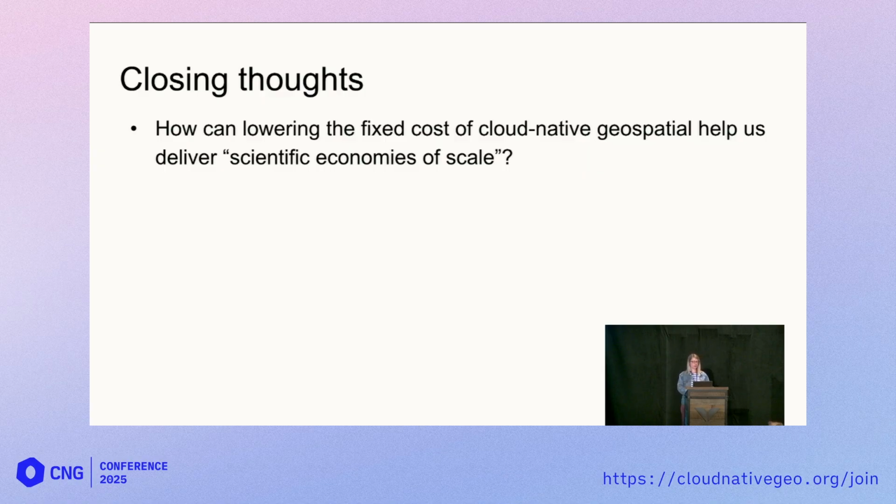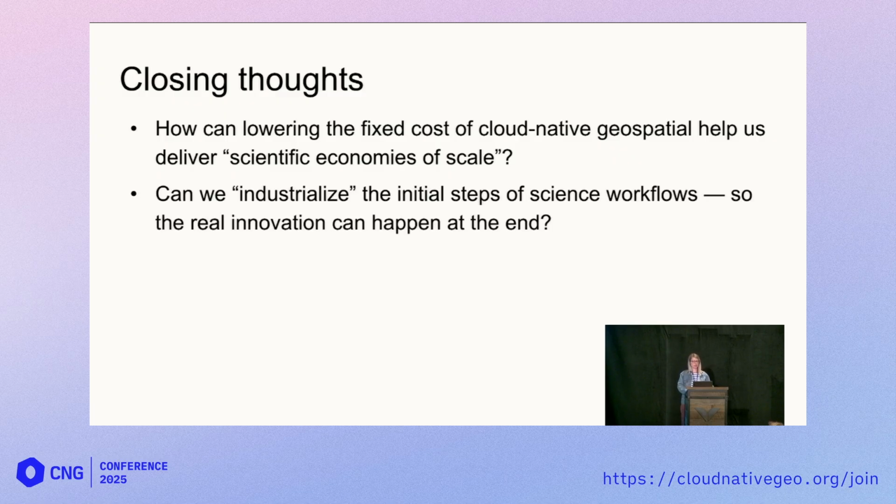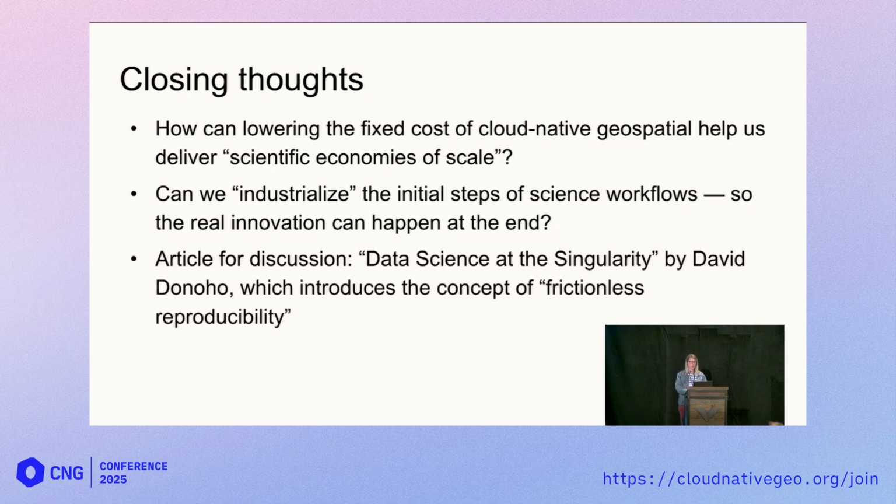And then in closing, I would like to ask, how can lowering the fixed cost of cloud-native geospatial also help us deliver scientific economies of scale? In other words, can we industrialize the initial steps of science workflows so the real innovation can happen at the end? If you're interested in this idea, I also recommend the article Data Science at the Singularity by David Donoho, which introduces the concept of frictionless reproducibility. A lot of the components of frictionless reproducibility that David suggests are very similar to what Chris was suggesting in terms of having benchmark data sets and leaderboards to compare against. So it's the idea that we need accessible data, reproducible workflows, and also milestones to compare our models against.